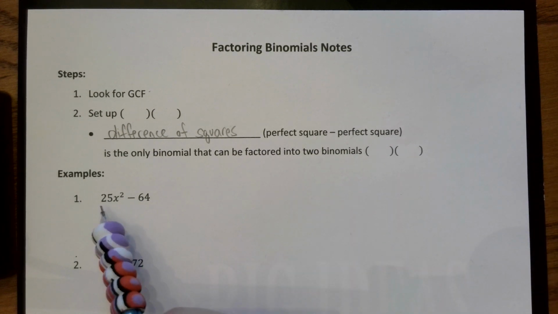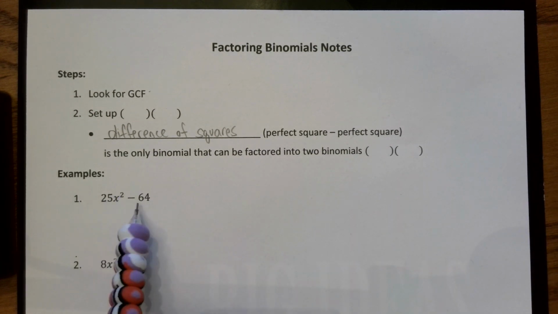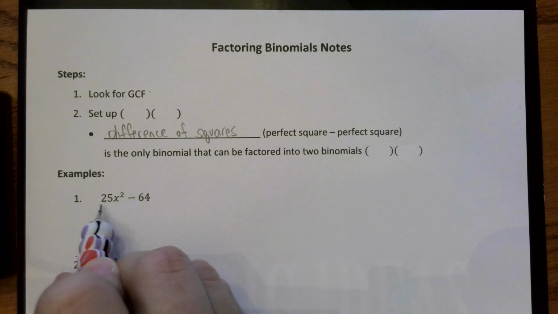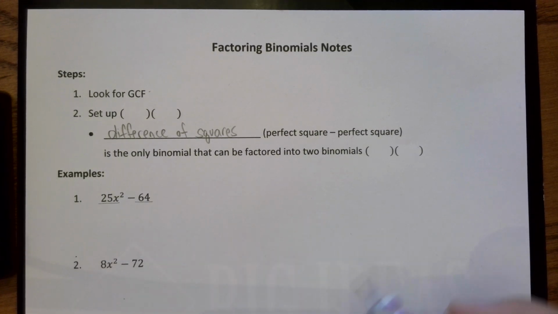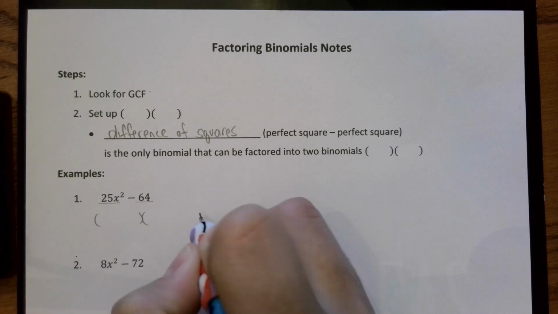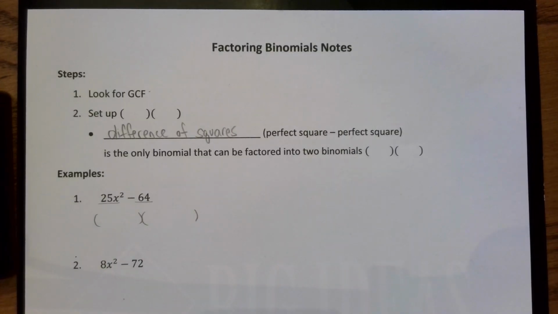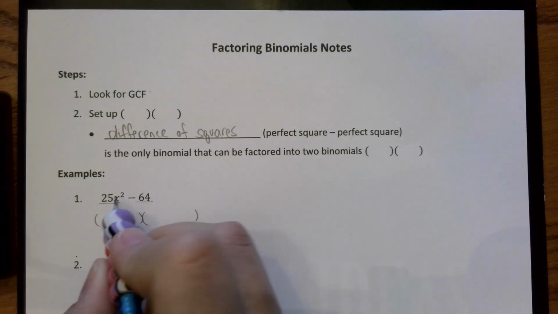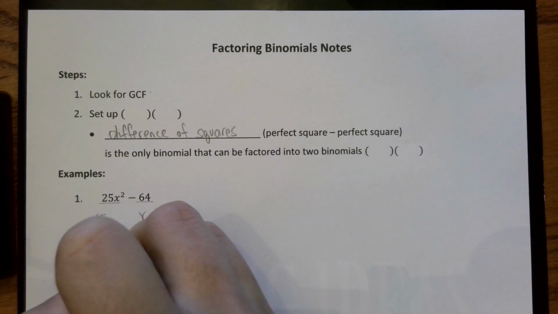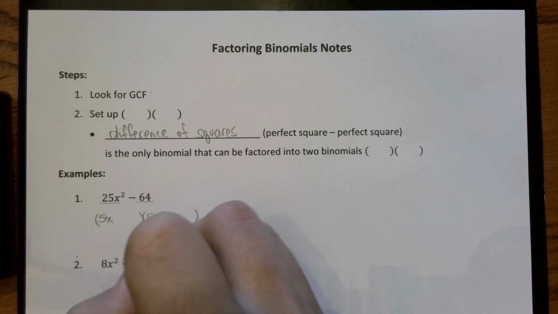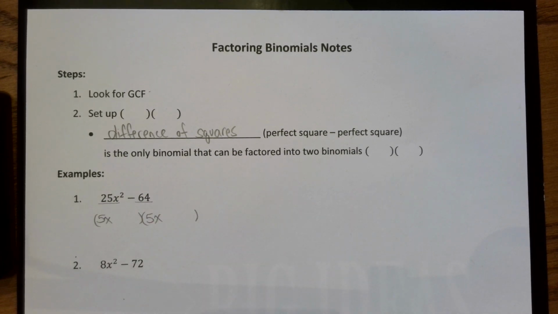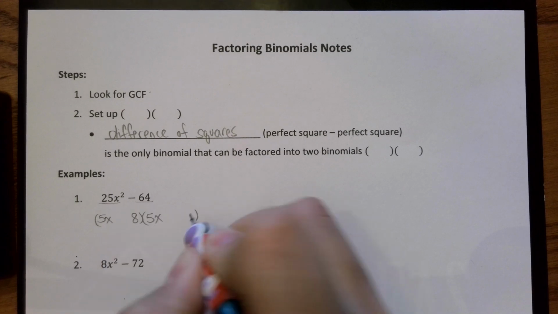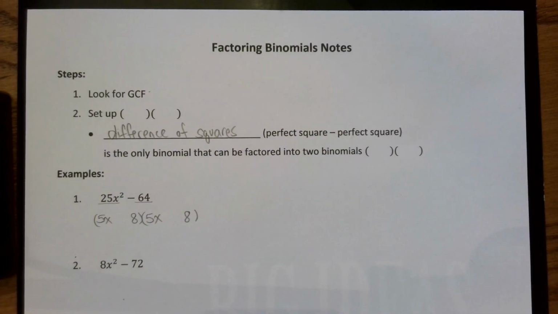So here I'm seeing I have 25x squared minus 64. So I have that perfect square minus another perfect square. So I'm going to set up my binomials. If I take a look, 25x squared is created by multiplying 5x times 5x. That's how you get both of those terms to be a perfect square. And then if we look at 64, the term that multiplies by itself to give us 64 is 8.